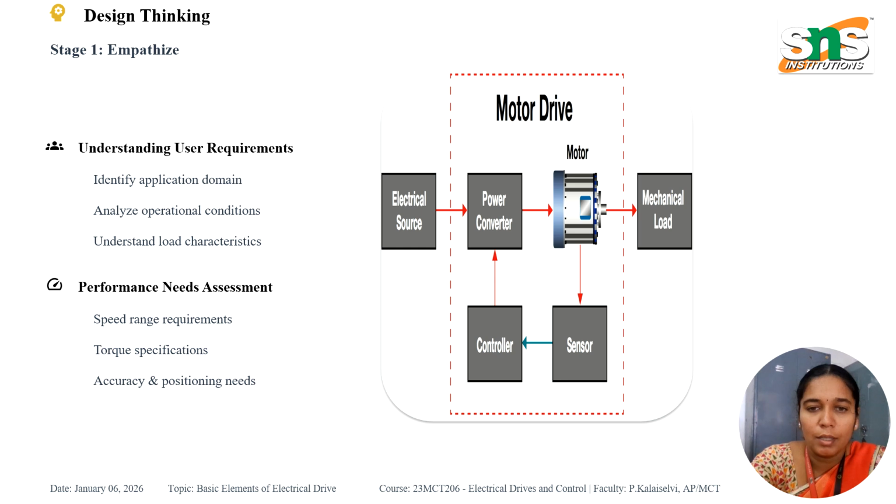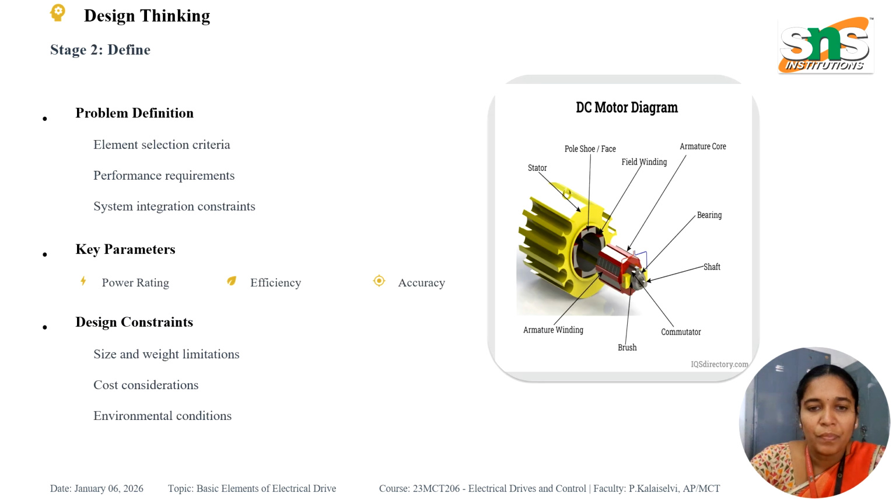And then the design thinking part. Before selecting the drive, we must understand the need. In the empathize stage, we study the application type, operating condition, load nature, required speed range and torque, accuracy, and positioning needs. So the first step is always to understand the real requirement. The next is the define stage, where we convert requirements into a clear design target. We define power rating, efficiency, accuracy, and also constraints like cost, environmental condition, size and weight. This helps in choosing the right motor, converter and controller.